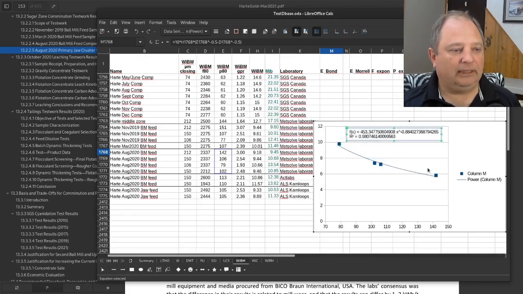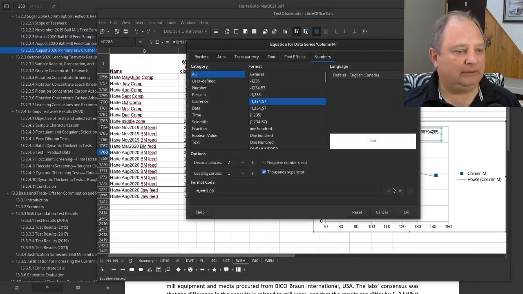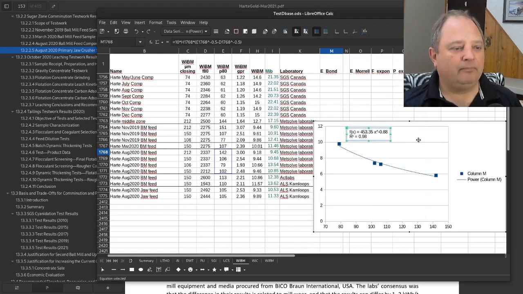Let me just clean that up a little bit. There we go. Okay, so what this gives us is the specific energy consumption as a function of size. This is a signature plot. You can see the exponent here of minus 0.88. That's not what you would expect to see with a Bond type equation. For Bond, this exponent should be about 0.5.